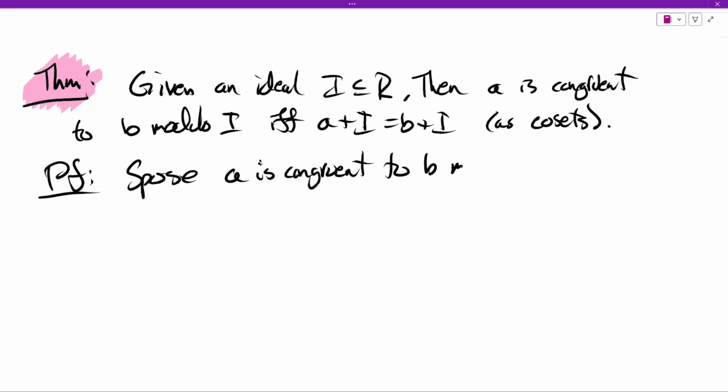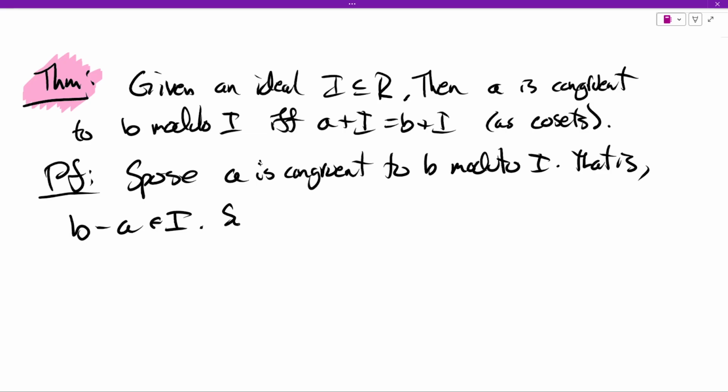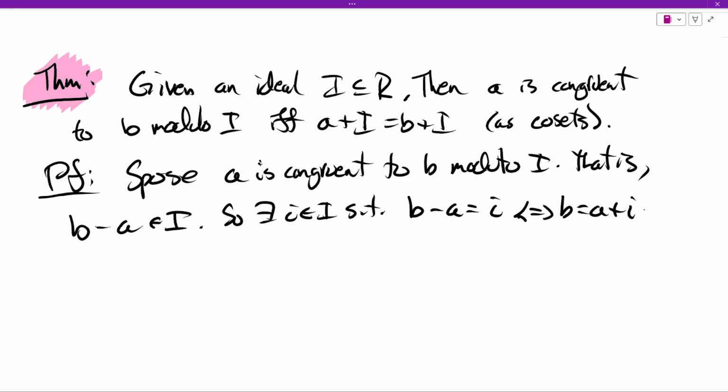So we're going to do the forward direction. And what does it mean to be congruent modulo I? It means that the difference is in I, but this is just an element. So there exists some i in I such that B minus A is equal to i, or equivalently, B is equal to A plus i.